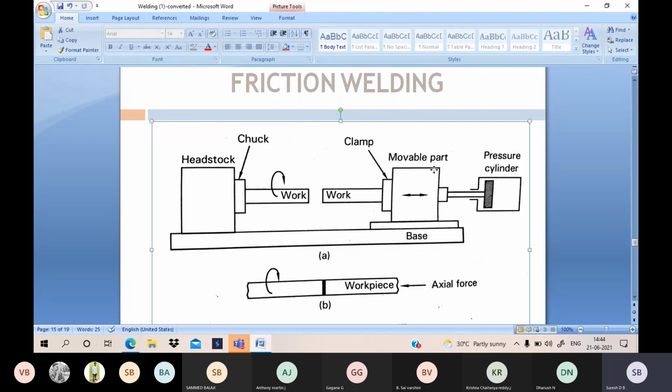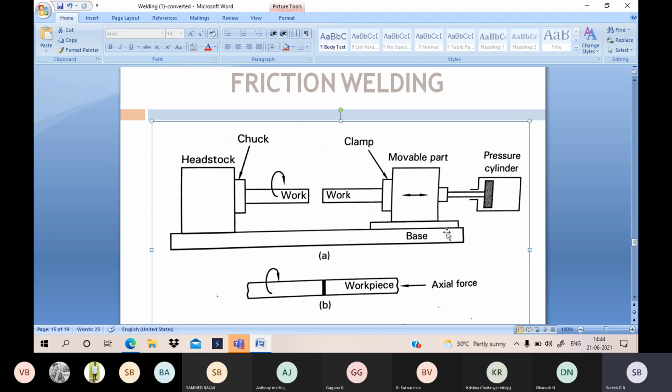Why? It is not moving, sir, it is only rotating. Oh, okay. This headstock is rotated in either the clockwise or anti-clockwise direction. There is no movement in the right or leftward direction. Only this particular right side part is moving left to right or right to left. That's why this one is called the movable part and this one the fixed part.